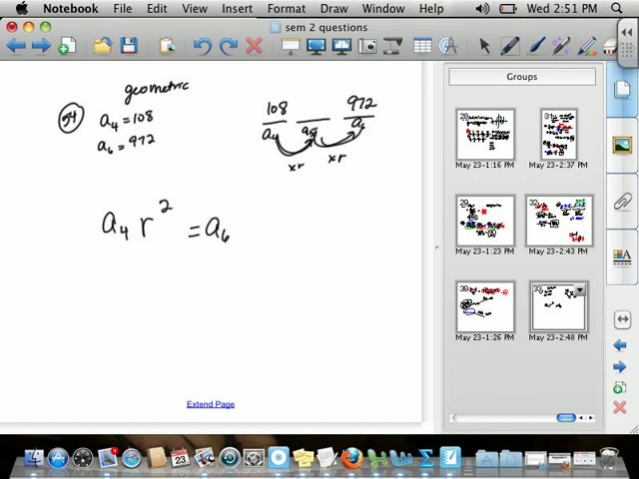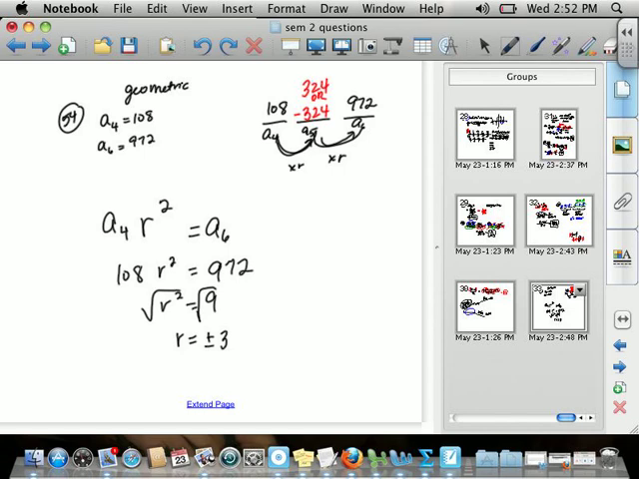So we do r squared. So a4 times r squared equals a6. My sixth term is 972. My fourth term was 108. If I divide by 108, I get 9. So when I take the square root of both sides, you get r equals plus or minus 3. So basically the number in between them, the fifth term, could have been 324 or negative 324. So it's a tricky one.